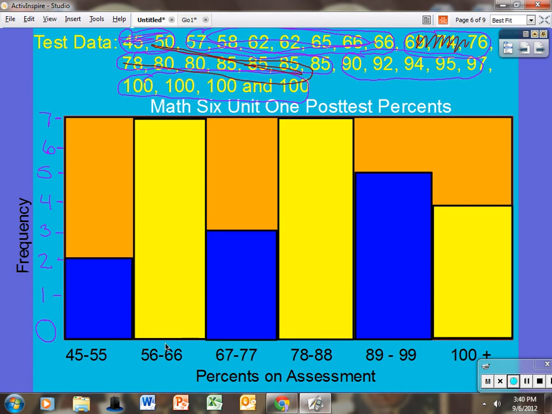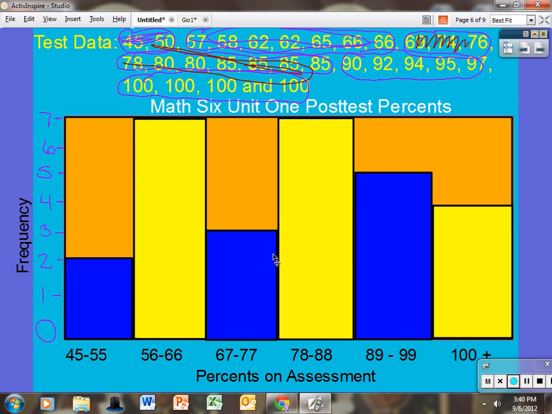I could tell you that I had several kids get a 78% or higher. We had 7 here plus the 5 here. That is 12 plus the 4 here. That is 16 kids. I'm happy with this part. That's a nice distribution. I would like to see some of these people move up possibly.